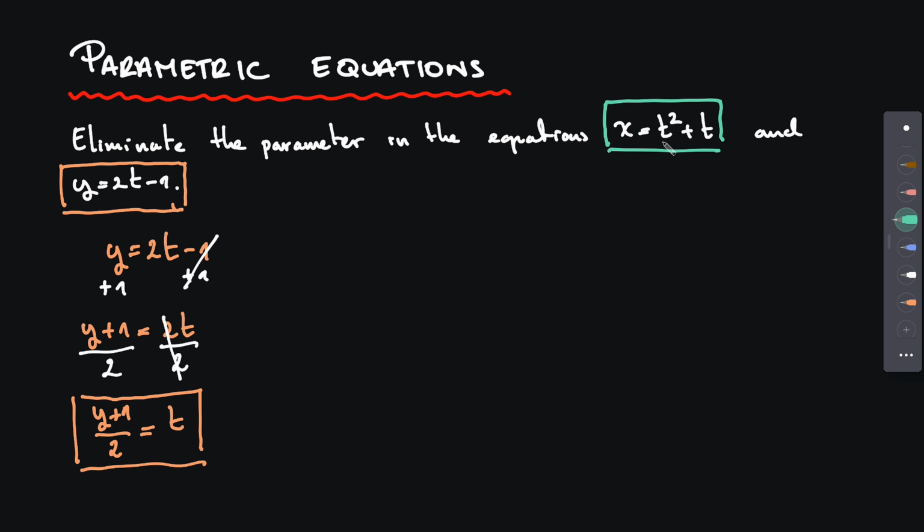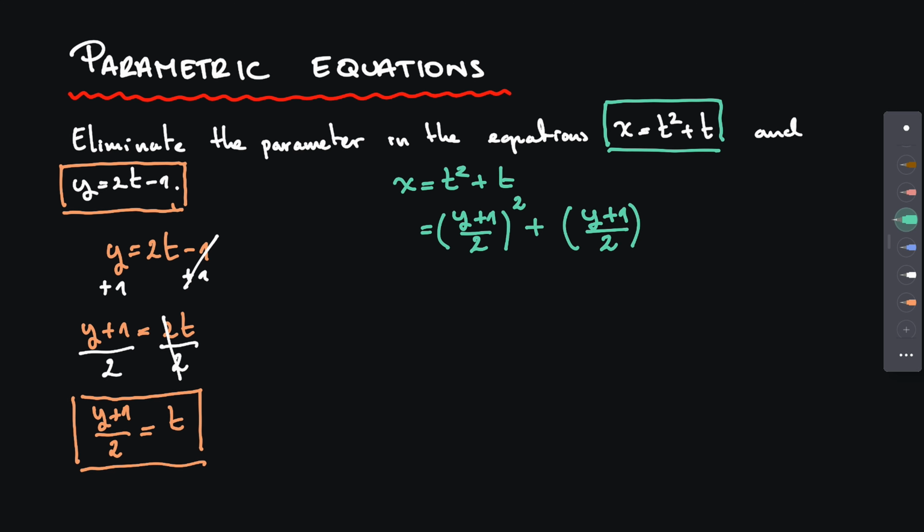So how are we going to do that? We take the equation, so we have x equal to t squared plus t. We're going to replace this value of t into this equation, so we get parentheses to the power of 2. That's for t squared. And we're going to plug in the value of t. So y plus 1 over 2 plus t. So we're going to add whatever we got as t. And again, it's the same thing. So we write y plus 1 over 2.